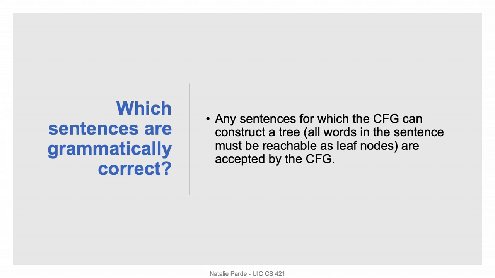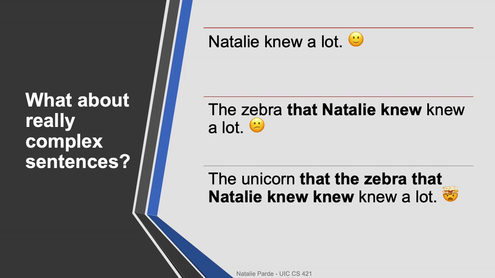We say that a sentence is grammatically correct when the CFG can construct a valid hierarchical structure tree for it, meaning that all the words in the sentence are reachable as terminal leaves. Now, this includes really complex sentences. For example, I can say, Natalie knew a lot, kind of a little brag moment here, and that's a really nice and easily interpretable sentence.